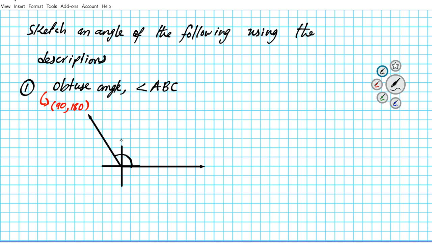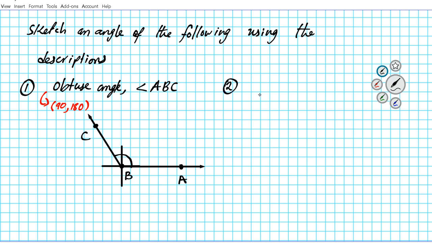Okay, so let's put the label in. It's ABC. So we just put a point here. That's the first point, A. And then the vertex is right on B, right there. And then the other ray goes through the point C. So we have angle ABC, which is an obtuse angle because the measure is between 90 and 180 degrees.